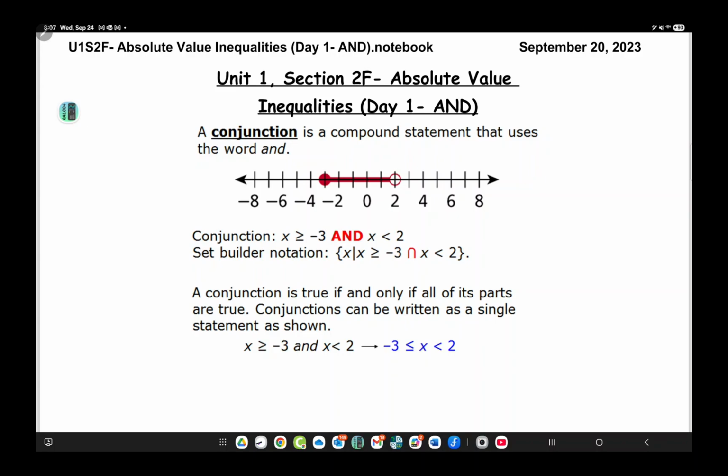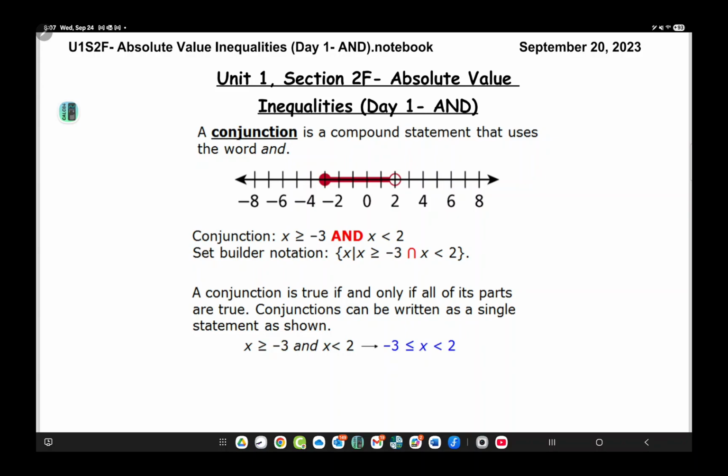All right, so with "and" inequalities, if it's not already separated with an "and," we are going to separate it with an "and." So I'm going to add a question on your notes, and then we're going to do a spot check that's very similar to that. We are also going to do interval notation.